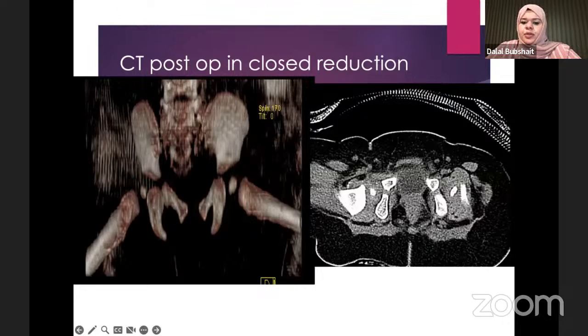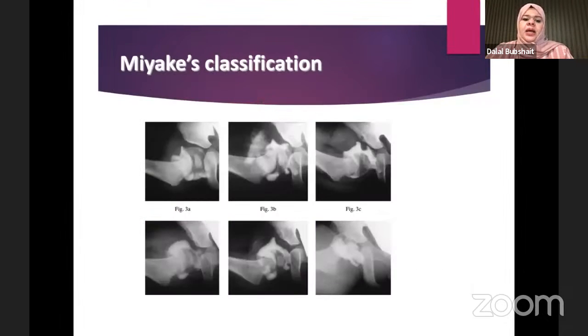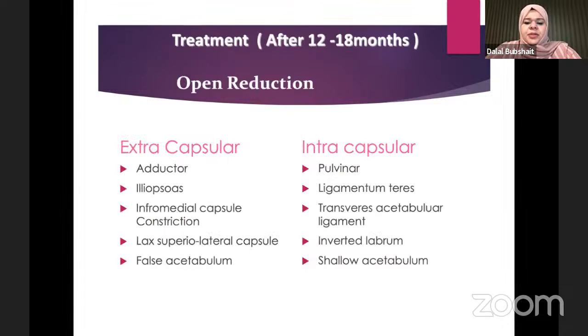The protocol of the spica is 6 weeks of spica, then another 6 weeks of broomstick, because we need time for that acetabulum to remodel. There is the Miyake classification of the types of labrum. This is mainly for research rather than something for the resident to remember.